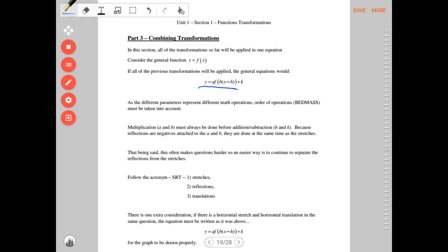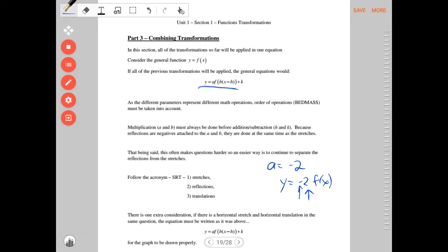Because reflections are negatives attached to a and b, they are done at the same time as stretches. That being said, this often makes the equations harder, so an easier way is to continue to separate the reflections and the stretches. So remember, if we have an a value, let's just pretend a is negative 2, so y equals negative 2 f of x. We're going to continue to say that this is a vertical stretch by 2 and a reflection in the x-axis. So we treat them as two separate things.